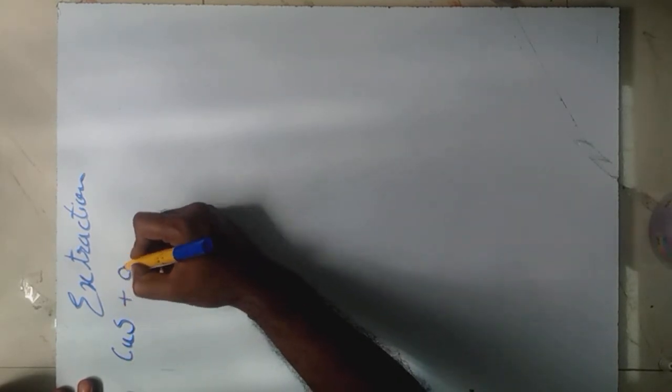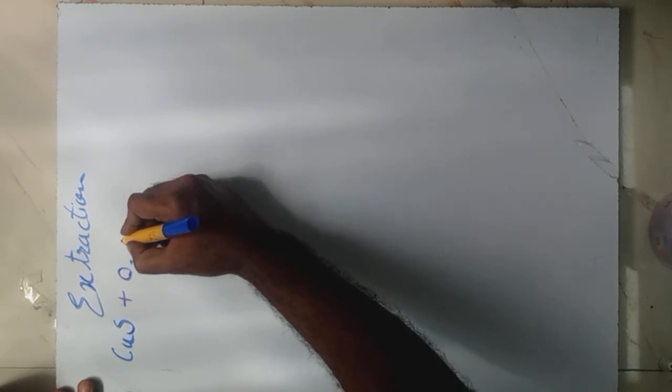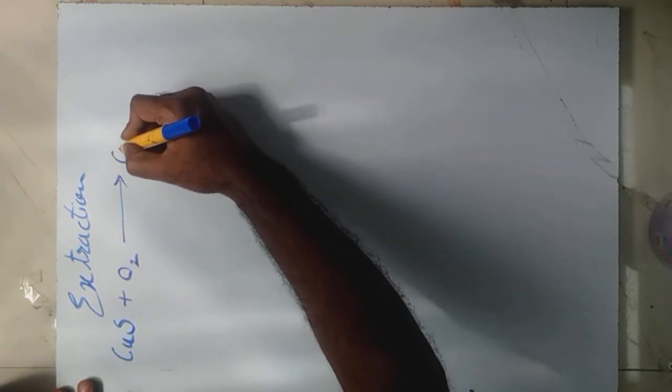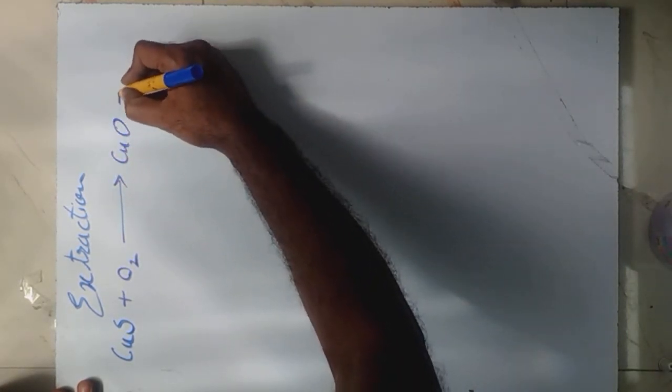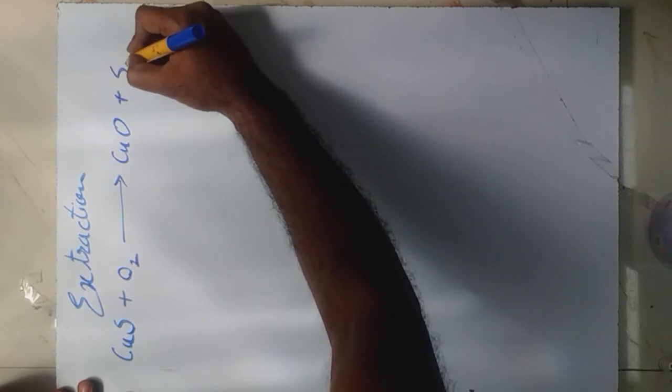A sulfide ore of copper is extracted by means of roasting. In the process of roasting, copper sulfide is strongly heated in the presence of oxygen. This results in the formation of an oxide of copper along with sulfur dioxide.